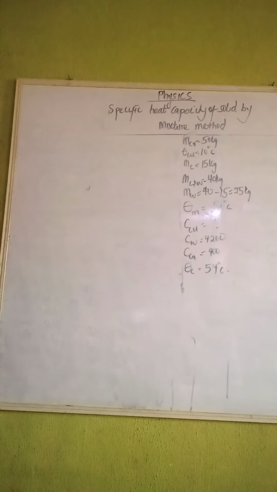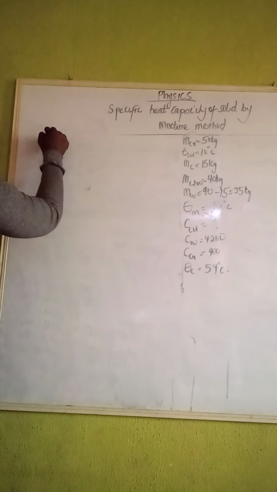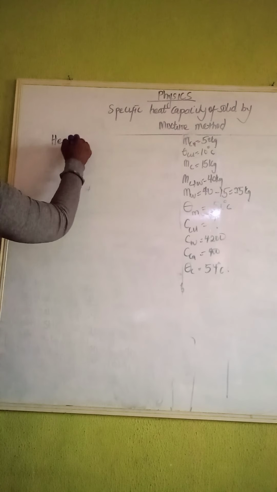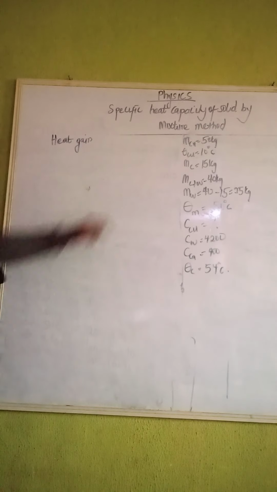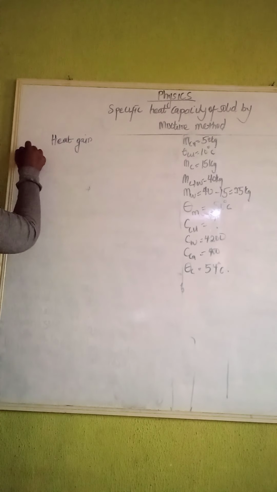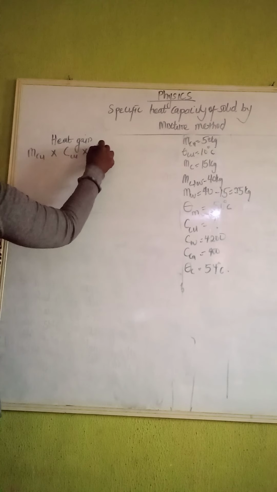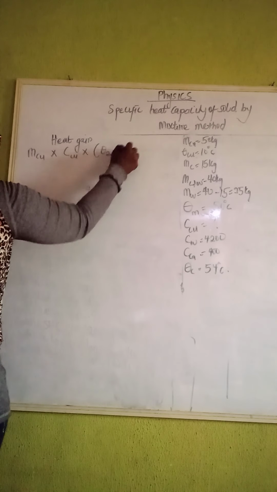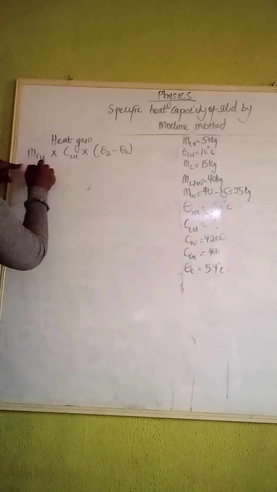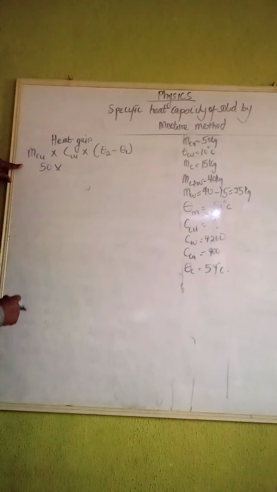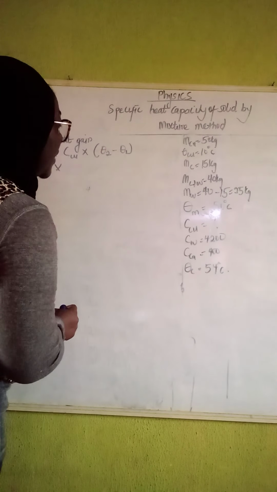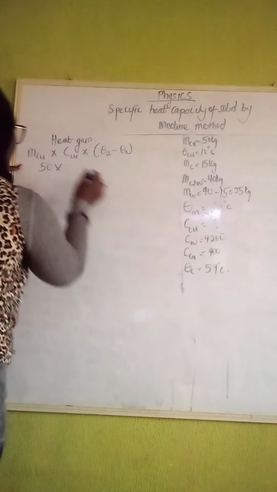Okay, so now let's go. Let's start with the heat gain. Which one is gaining heat? Copper. So mass of copper times specific heat capacity of copper times the change in temperature. What is the mass of the copper? 50. What is the specific heat capacity of copper? That is what we are looking for.